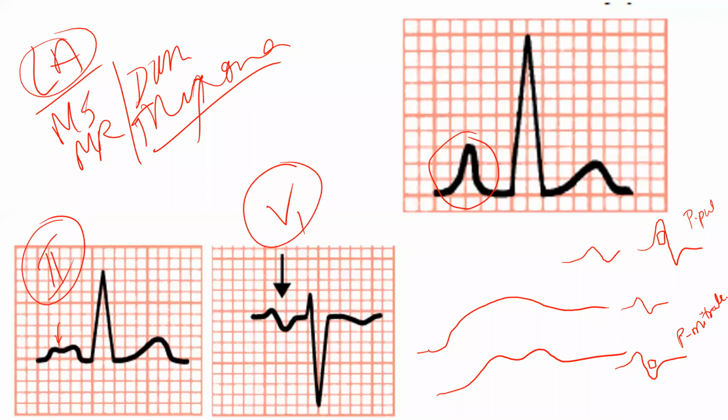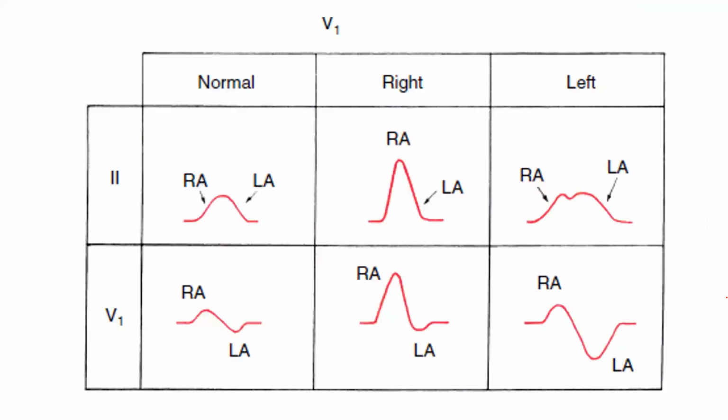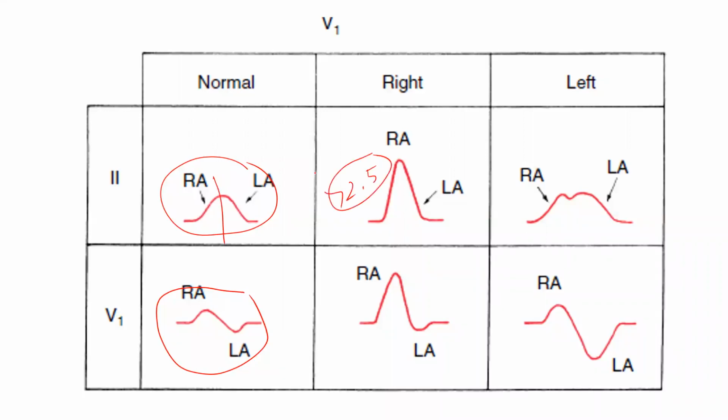Any doubts? This is the normal V1 and lead 2 should be equal. If it is tall, more than 2.5, this will be your P pulmonale. In RA, it is biphasic, more than one small box here. It is also biphasic, more than one small box here. This is a notching here.